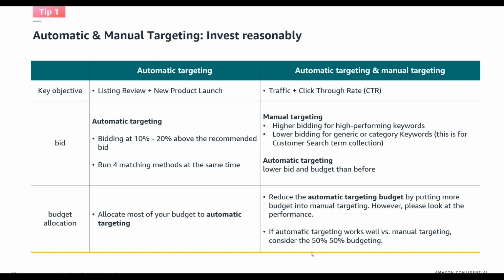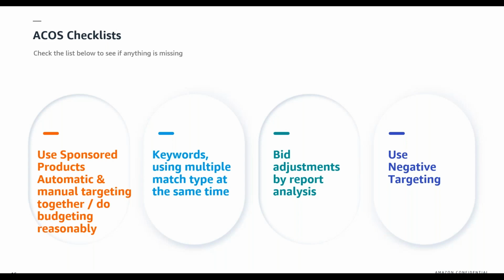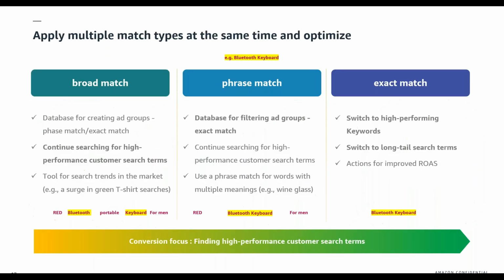And then we'll put more into manual targeting. So we can consider 50-50, or even 40% to automatic, 60% to manual targeting. So this is our budget split, and invest in both. The second part will be our keyword strategy.